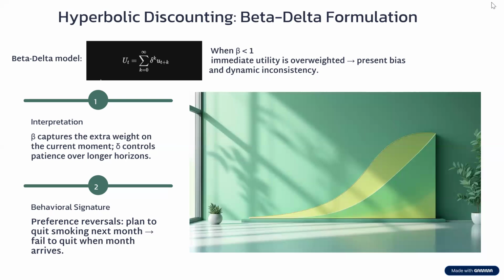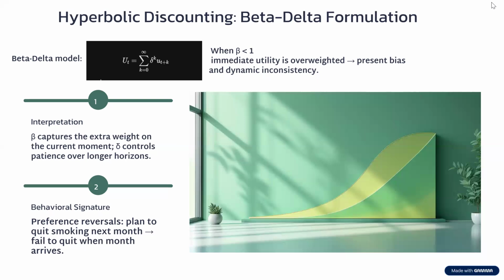Interpretation: beta captures the extra weight on the current moment, and delta controls patience over longer horizons. Behavioral signature: preference reversals, such as planning to quit smoking next month but failing to quit when the month arrives.